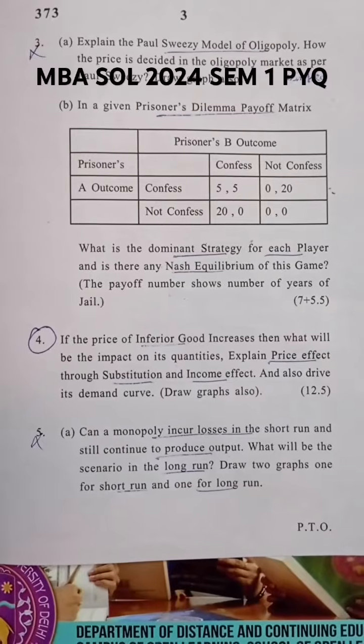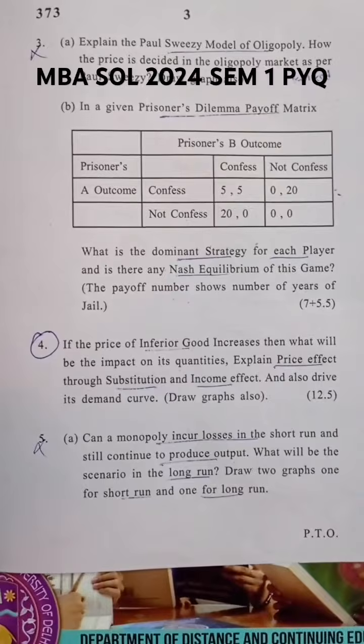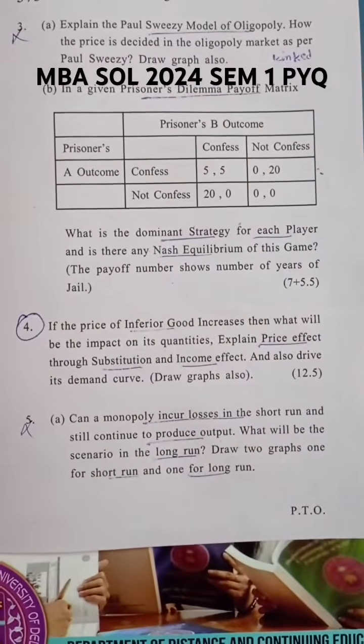In the fourth question, you have to explain the price effect, substitution effect, and income effect in the case of inferior goods with the help of the demand curve, and you have to show the graph also.